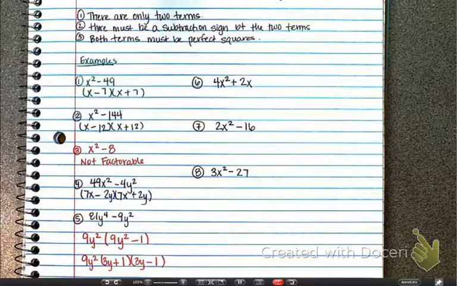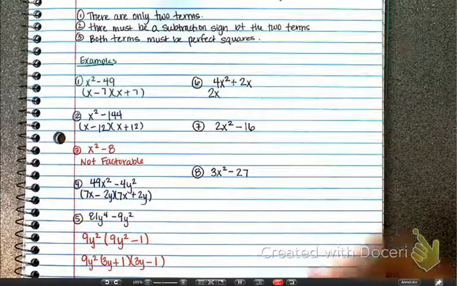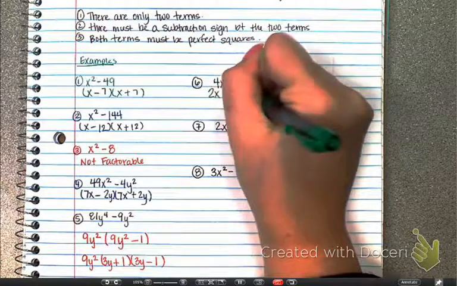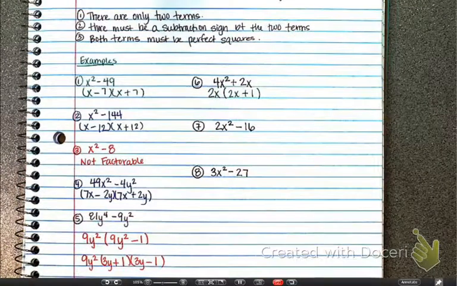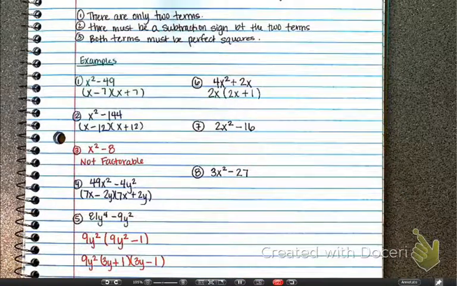Okay, let's try those. So number 1, first of all, always start with GCF. There is a greatest common factor, so I can pull out a 2x, leaving me with 2x plus 1. That's all I can do. There's no subtraction sign. Those aren't perfect squares. It's just GCF.